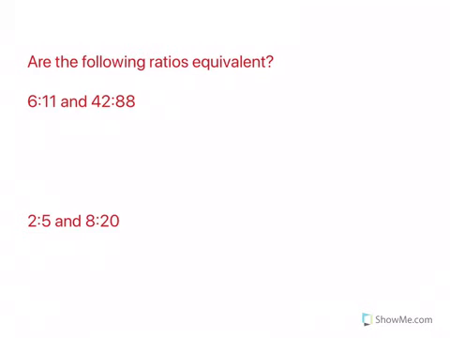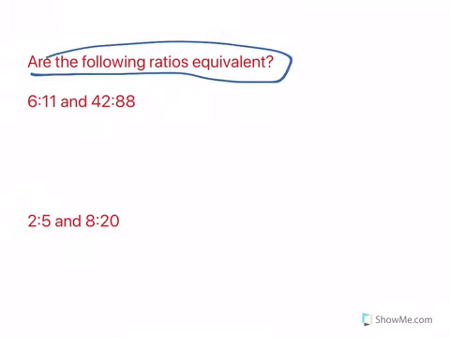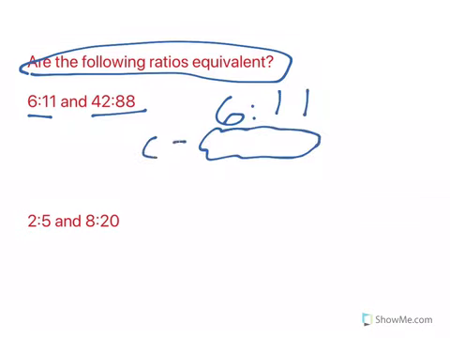Okay, let's look at some more examples. It says, are the following ratios equivalent? They've given us a ratio of 6 to 11 and 42 to 88. Well, here's how I'm going to write it out. I'm going to say 6 to 11. I'm going to leave a little bit of space for that constant, or as I like to call it, my magic number, what I'm going to multiply by. And then down below, 42 to 88.